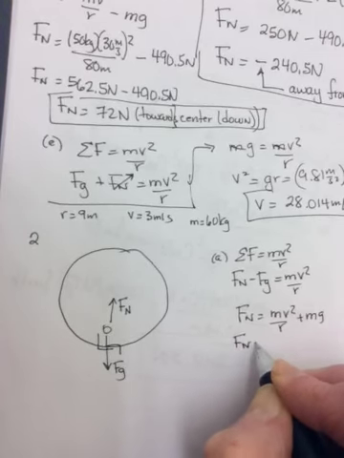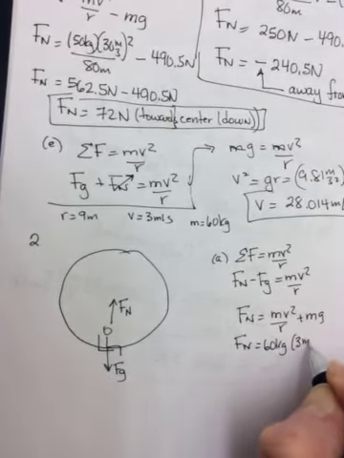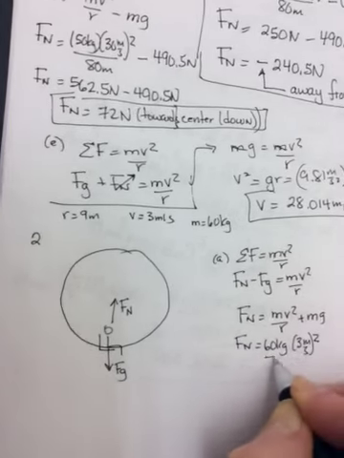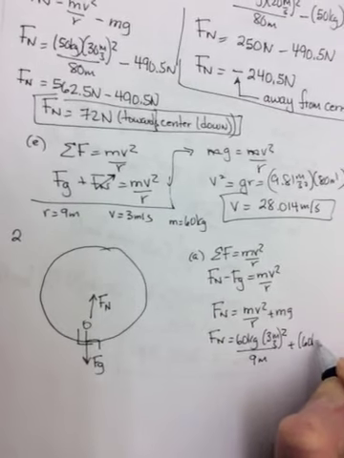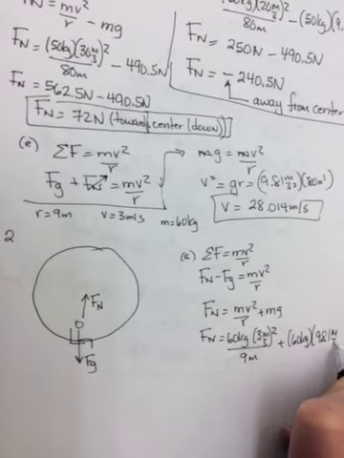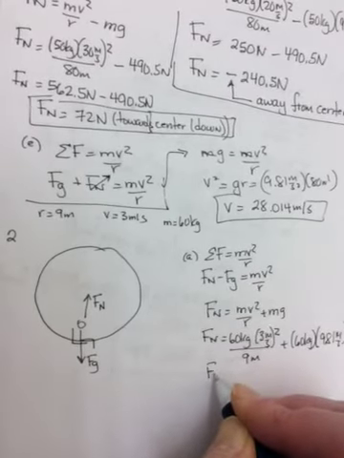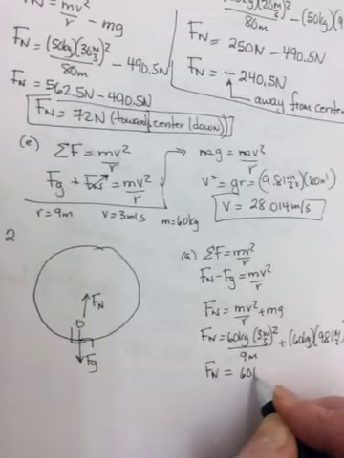So Fn should be equal to 60 kilograms times 3 meters per second squared over 9 meters plus 60 kilograms times 9.81 meters per second squared. So the first term is going to be 60 newtons because 9 over 9 divides out, so 60 newtons.